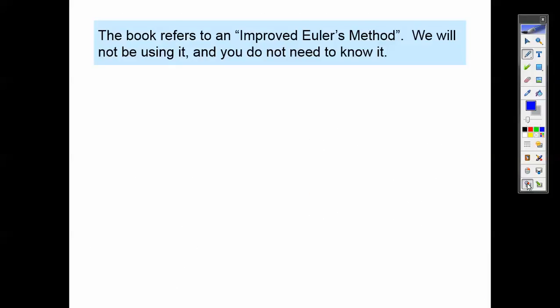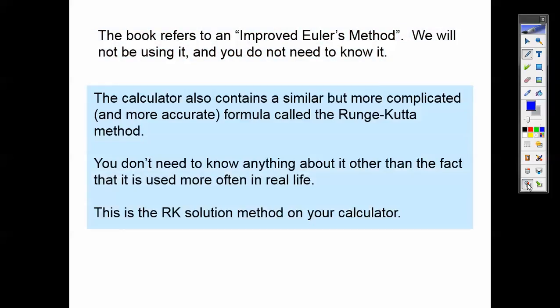Okay? The book refers to an improved Euler's method, not our book, but whoever made this PowerPoint. On your calculator, there's something called the Runge-Kutta method. Think of Euler's method as kind of left rectangles, and think of Runge-Kutta as like Simpson's rule. It does a better approximation, but it's a lot more complicated in how it works.